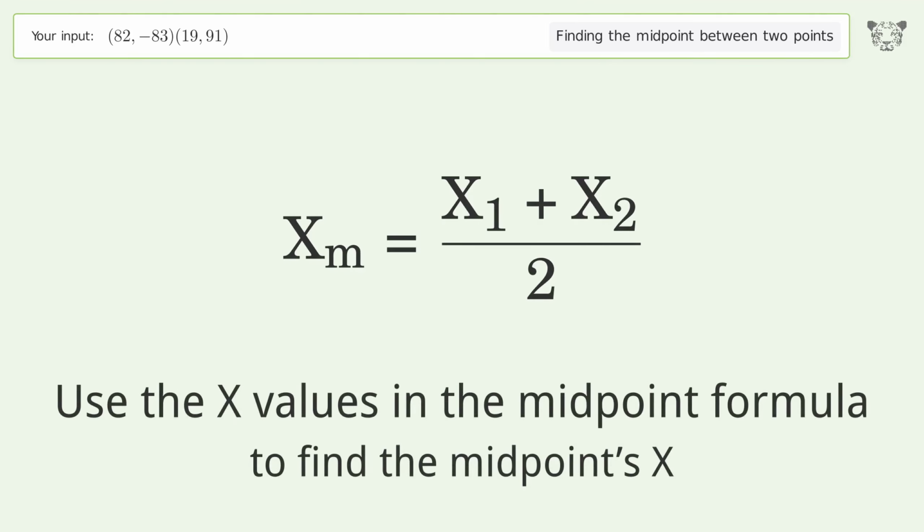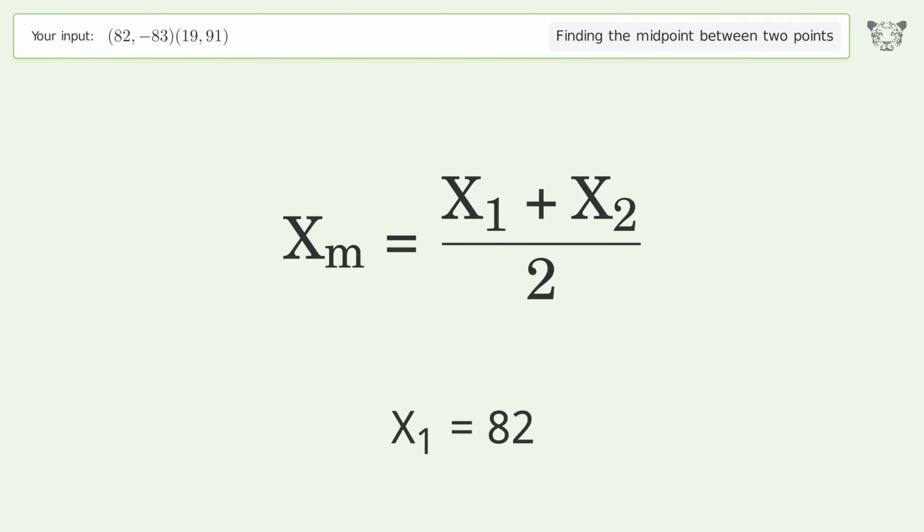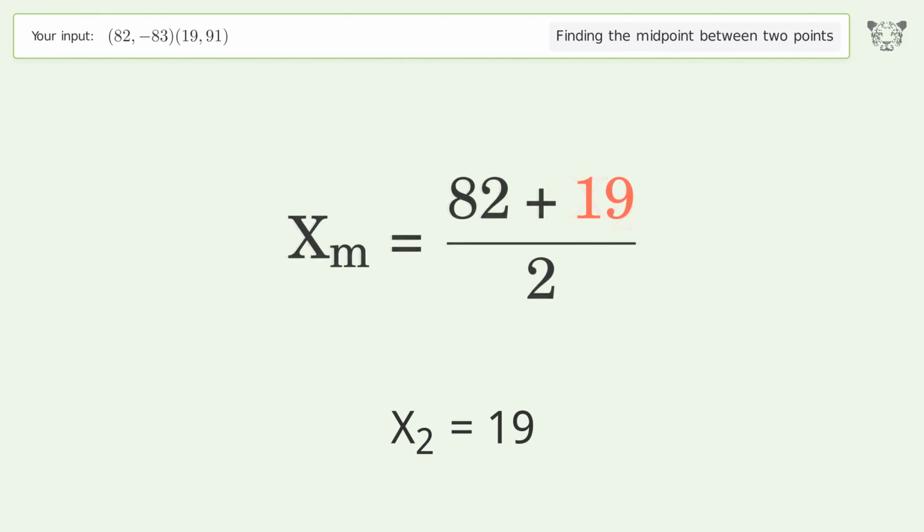Use the x values in the midpoint formula to find the midpoint's x. x1 equals 82. x2 equals 19. Simplify the arithmetic.